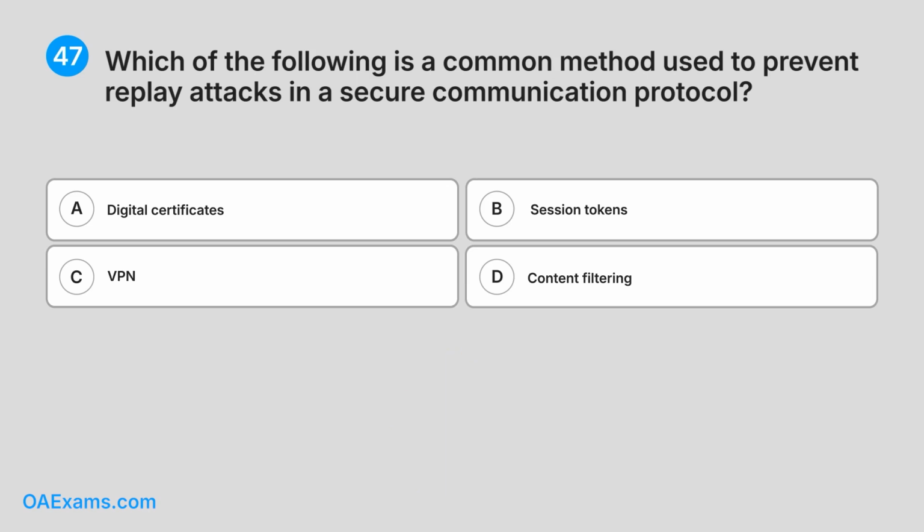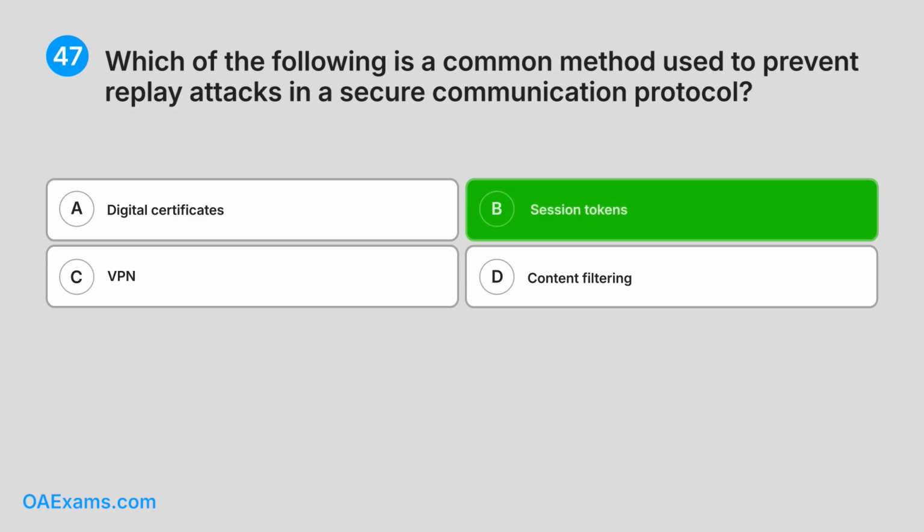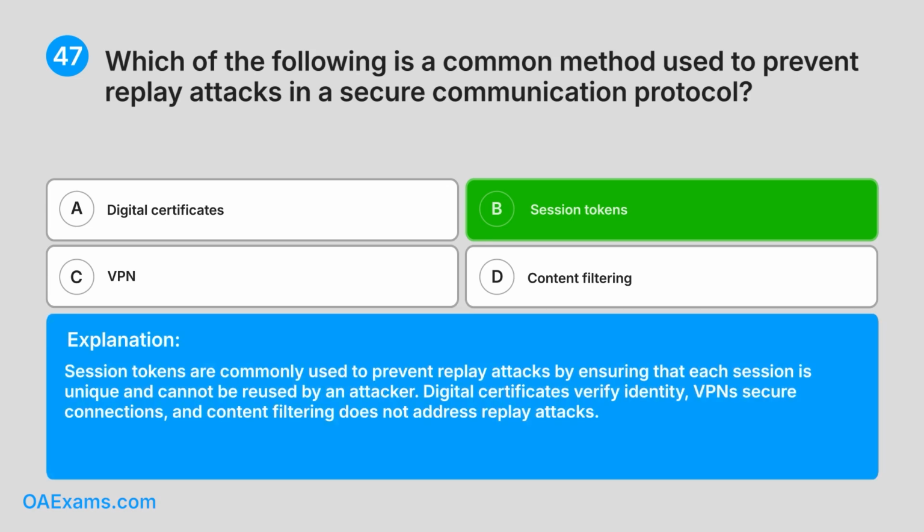Correct answer, B. Session tokens. Explanation. Session tokens are commonly used to prevent replay attacks by ensuring that each session is unique and cannot be reused by an attacker. Digital certificates verify identity, VPNs secure connections, and content filtering does not address replay attacks.